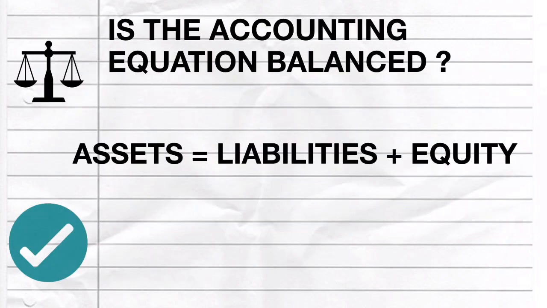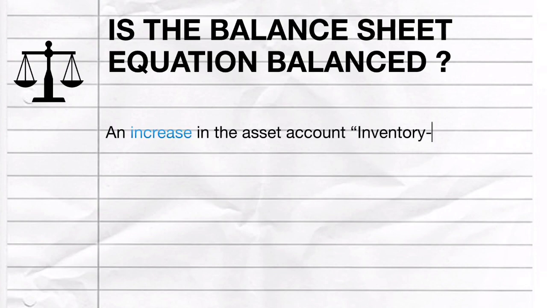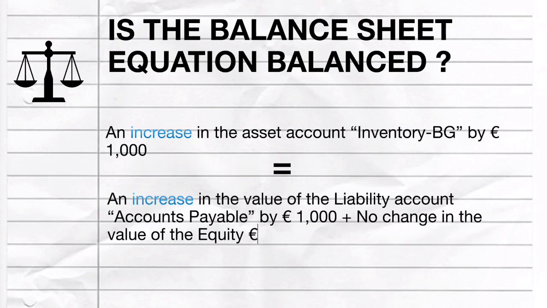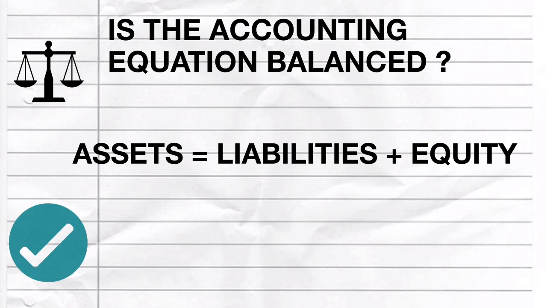The second condition is to maintain a balanced accounting equation. On the left side of the equation, we have an increase in inventory by 1,000 euros. And on the right side of the equation, we have an increase in the liability accounts payable by 1,000 euros. In this case, the accounting equation stays in balance and both conditions are satisfied.